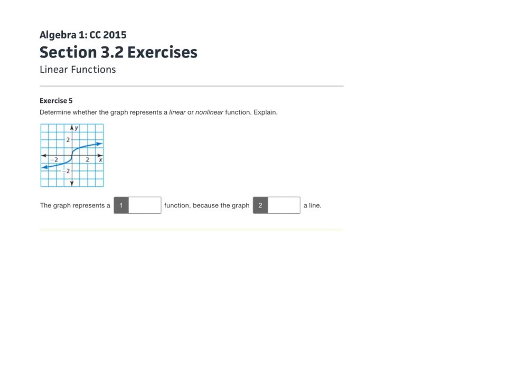Alright guys, let's go over the Algebra J3.2 solutions. Some of this will go by really quick.